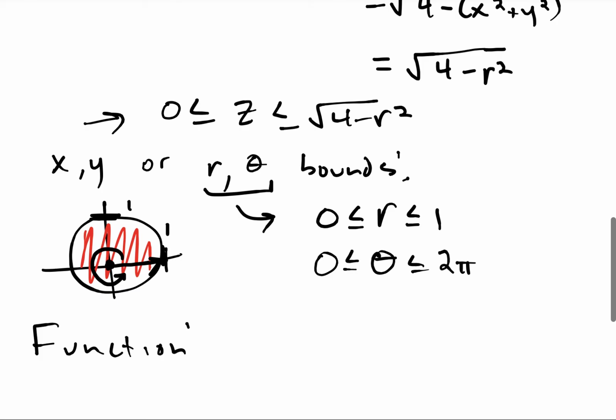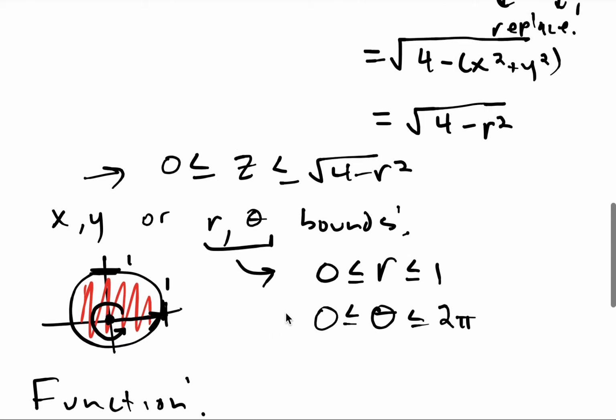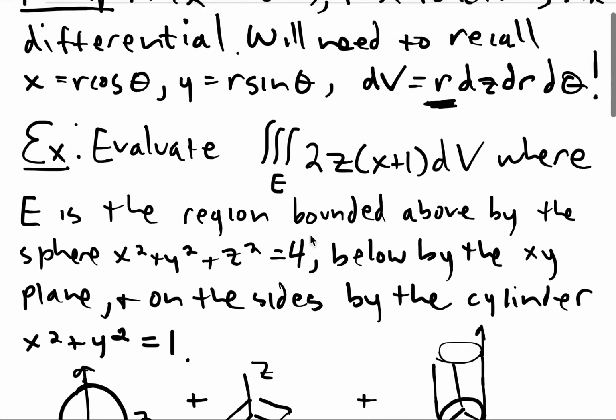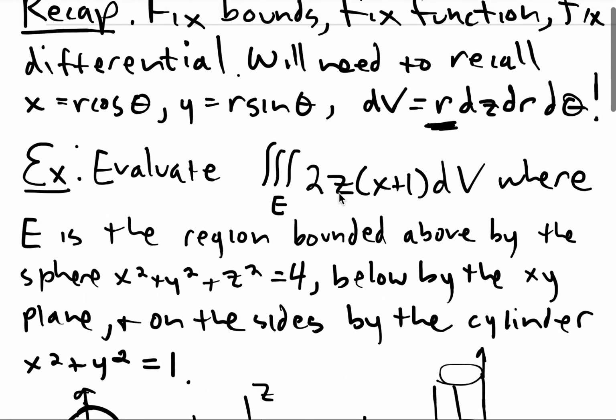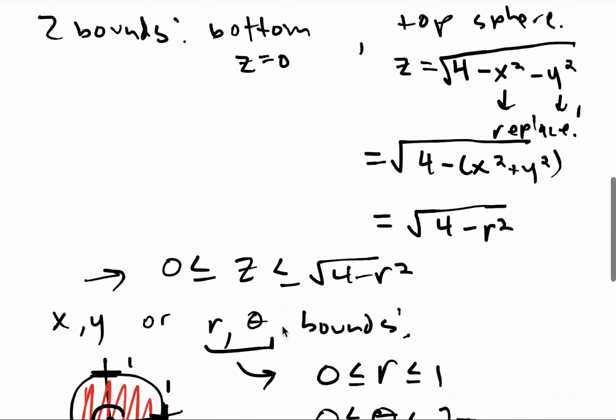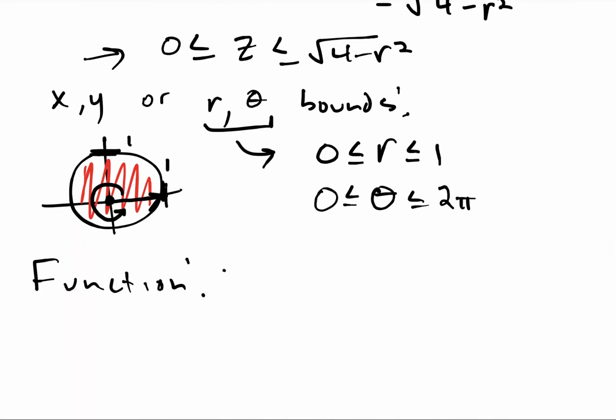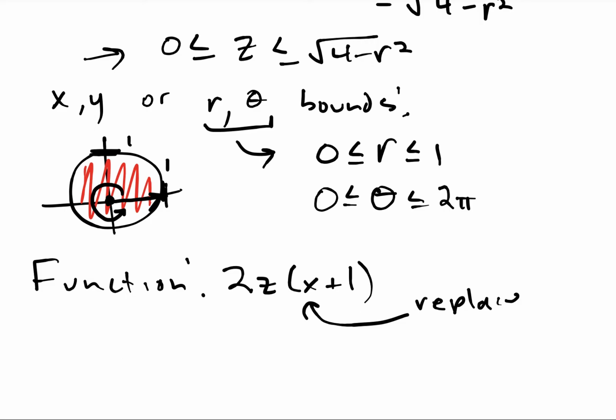My function here, again, I will scroll up one more time just to give a refresher of what we were working with. This was 2z times x plus 1. Okay, 2z times x plus 1. I'll just make the note. This was the thing that we have to replace with our cosine theta, right? Anytime you see an x, replace it. Anytime you see a y, replace it with its corresponding function, okay?